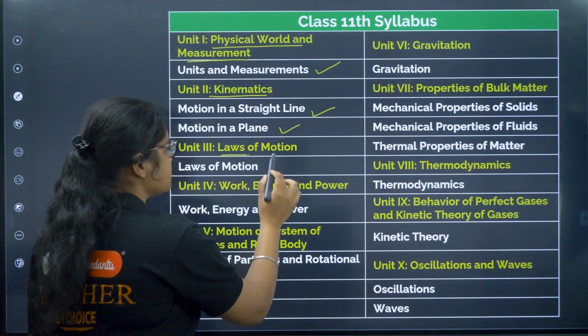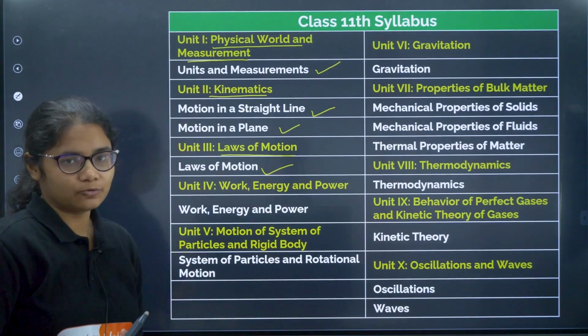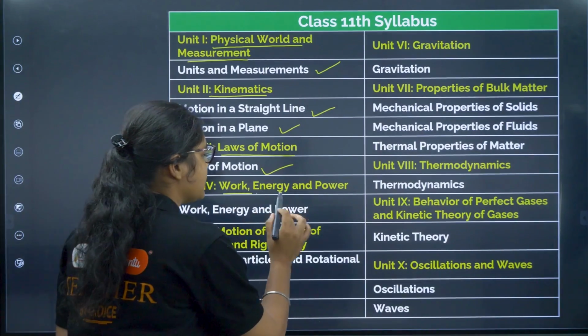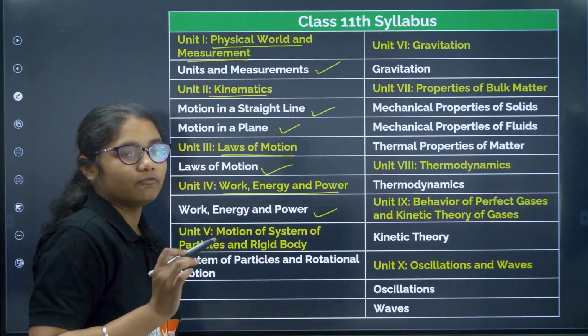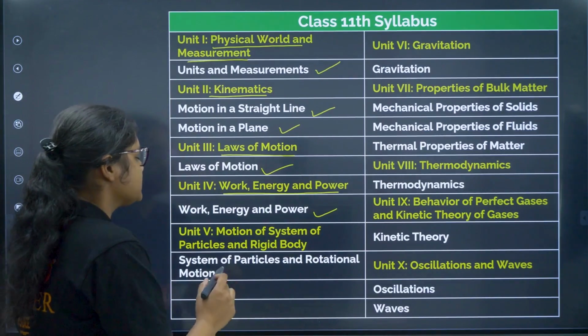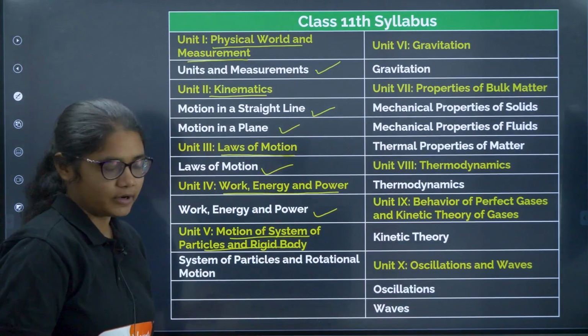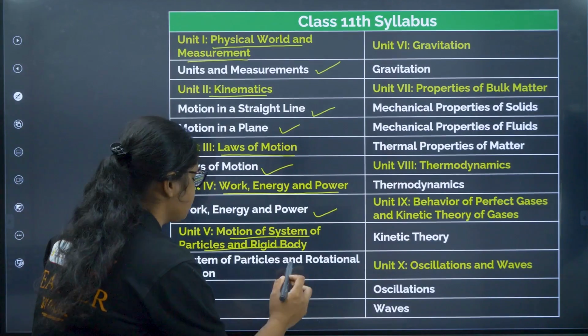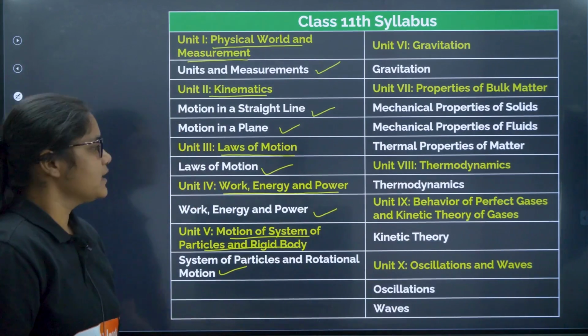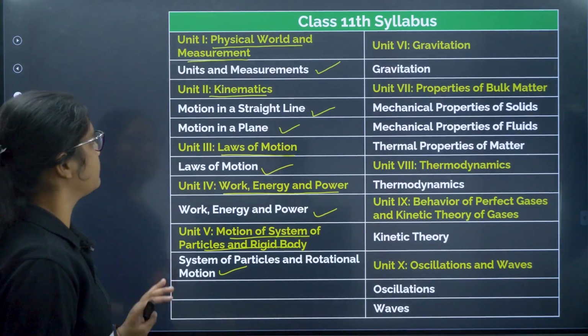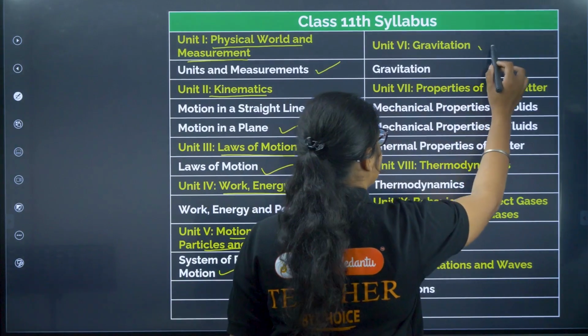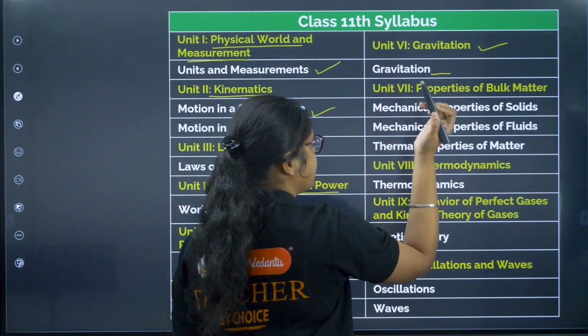Then in Unit 3, laws of motion, you have the chapter laws of motion. In Unit 4, work, energy and power, you have the chapter work, energy and power. Next, motion of system of particles and rigid body. In this, the chapter is system of particles and rotational motion. So these were the chapters from your 11th syllabus. Now we have gravitation. In gravitation, the chapter is gravitation.